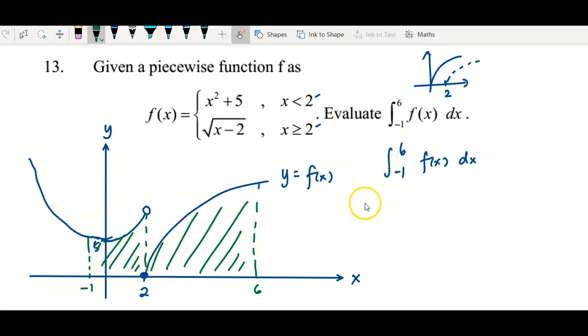-1 to 6. So I need to split them: integrate from -1 to 2 and then plus integrate from 2 to 6. We need to put in the subfunction for the f(x). From -1 to 2, very obviously from the graph, I can see that it consists of the quadratic curve, which I will put the x squared plus 5 into here. And then from 2 to 6, my curve is a square root function. So I will put a square root function into here.